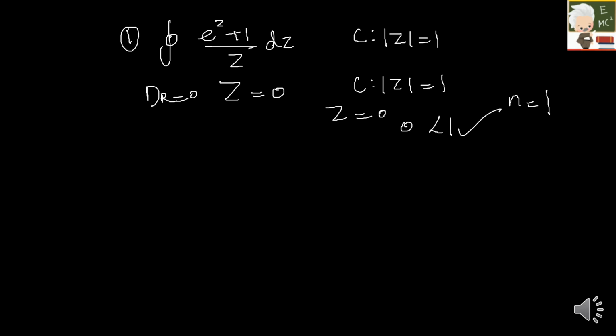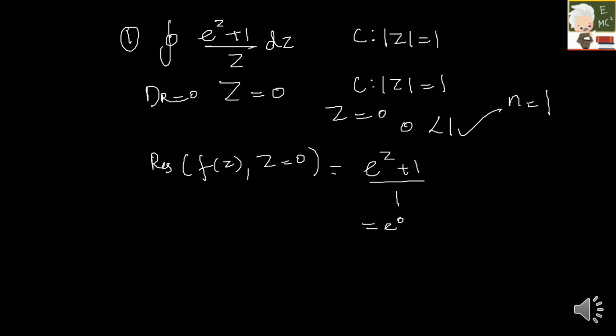So I have to find the residue for this now. So residue of f of z at z is equal to 0. So no need to apply the formula. Just now I gave an alternate method. This is a simple pole and you can use it. So just write your numerator, which is e power z plus 1, divided by, if I am differentiating z, it is 1. So e power 0 plus 1, so your answer is 2.